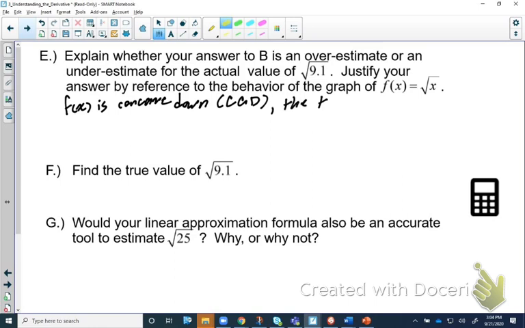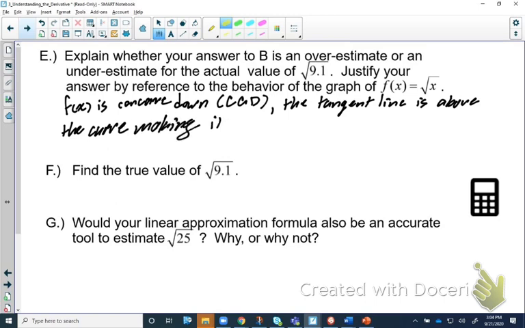the tangent line is above the curve, making it an overestimate.